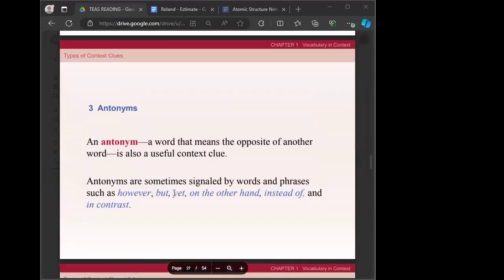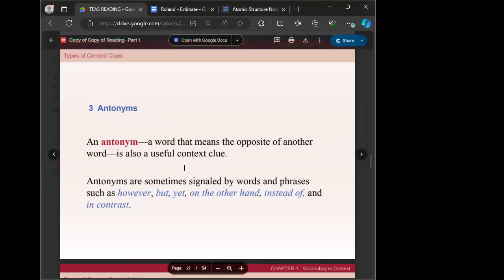Now let's take a look at antonyms. An antonym is a word that means the opposite of another word, and it's also a context clue. Antonyms are sometimes signaled by words and phrases such as however, but, yet, on the other hand, instead of, and in contrast.